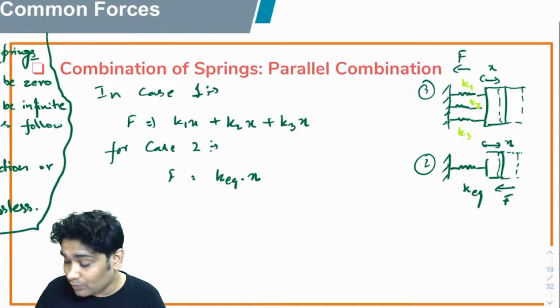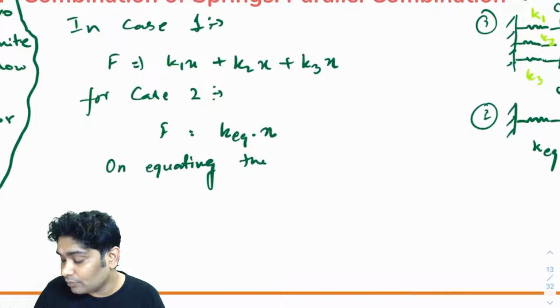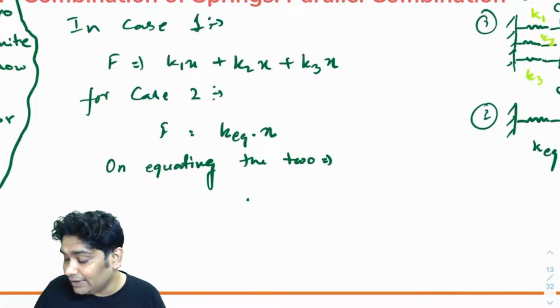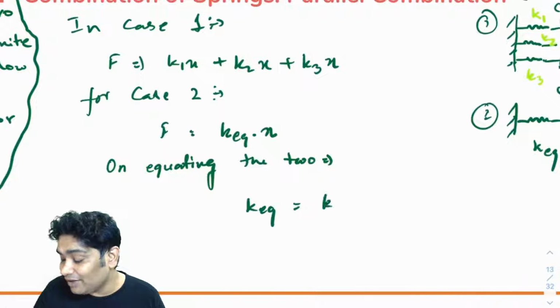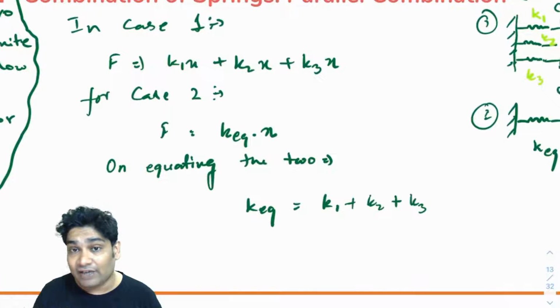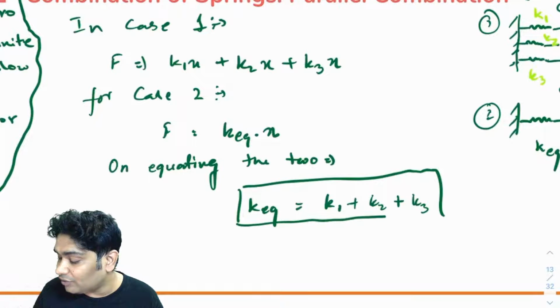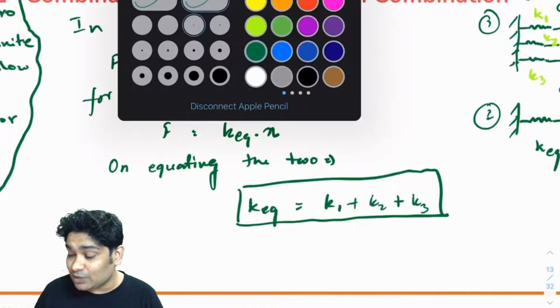When I equate these two, what do I get? On equating the two, I am getting that K equivalent is equal to K1 plus K2 plus K3 and so on. However many springs I would have applied, all those springs in parallel combination can be replaced by a single spring which will have a K equivalent of this. So this is my final formula for finding the K equivalent of 3 springs. Again, I could have done that for as many springs as I feel like.